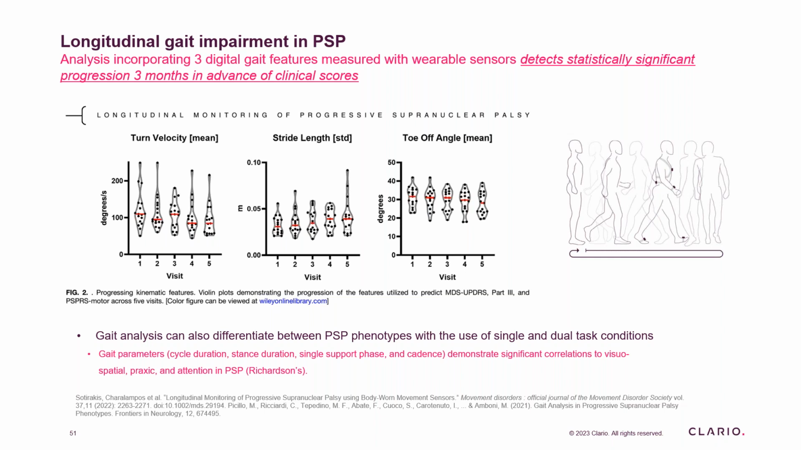Additionally, wearable sensors have been used to differentiate between the different PSP phenotypes with the use of single and also dual cognitive tasks. Next slide, please.